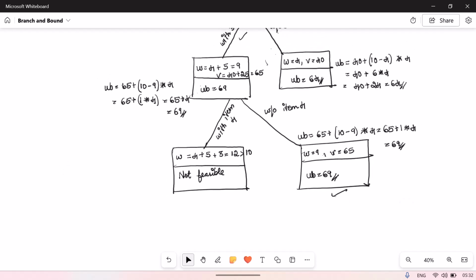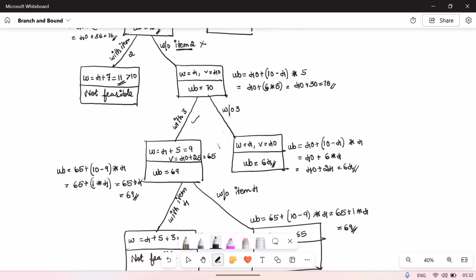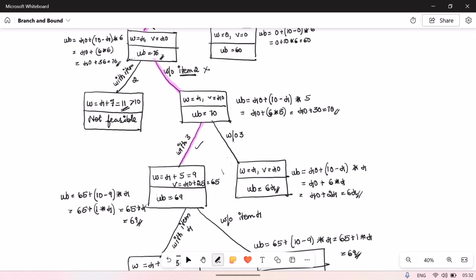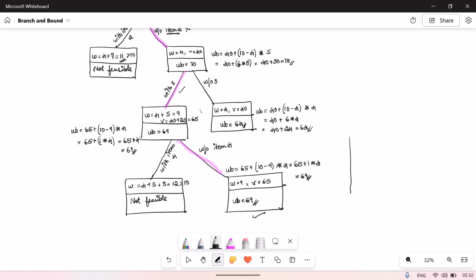Now you will have to look at the total path. See, total path. I will highlight this. See, I have started from here with the item 1, then without item 2, okay? With the item 1, without item 2, with the item 3, and without item 4. So, there were 4 items. See, you have to write this step, okay? You have to write this step.